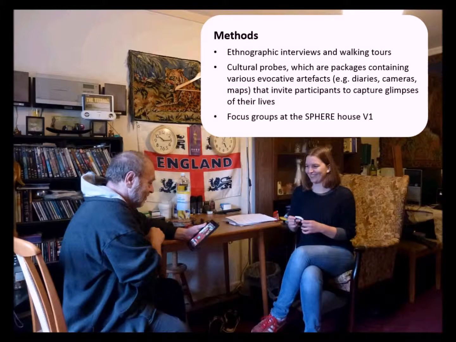Another part of my study is cultural probes, which is a design research technique which involves giving people little packs of self-report materials like diaries and cameras and maps, and I've brought a few to show you. I'll show you at the end. And it sort of hands data collection over to them.